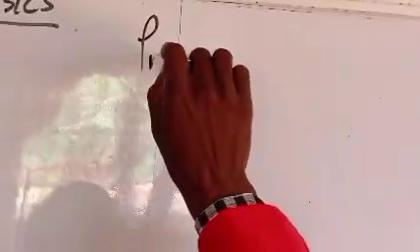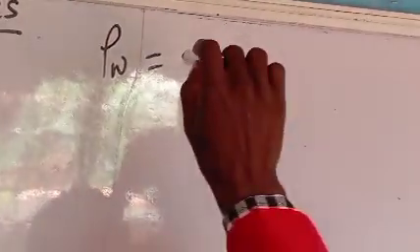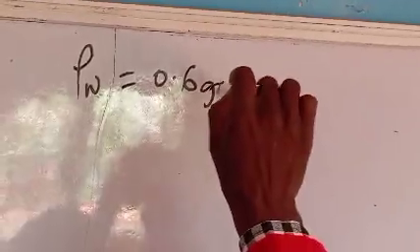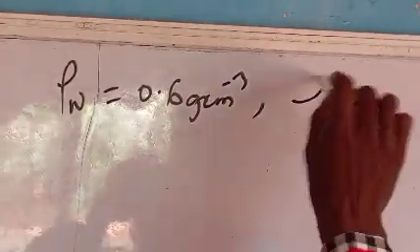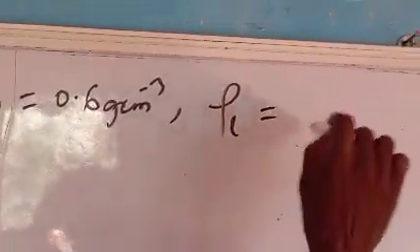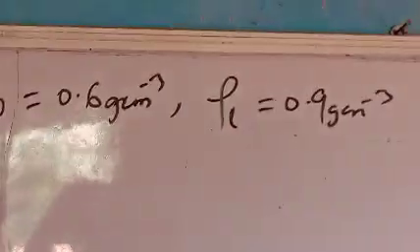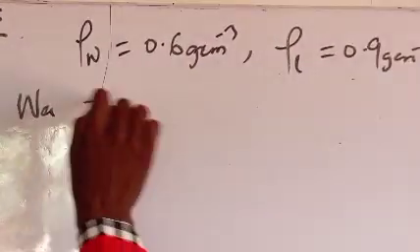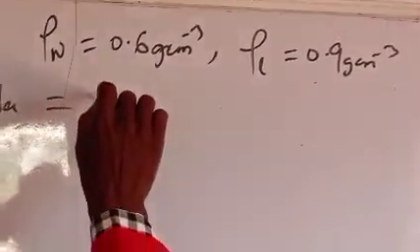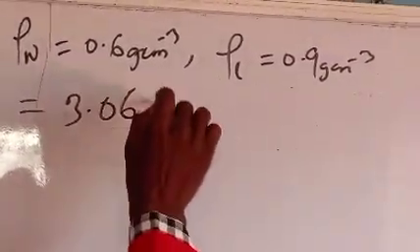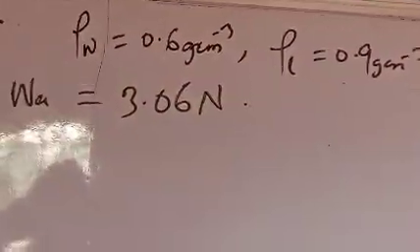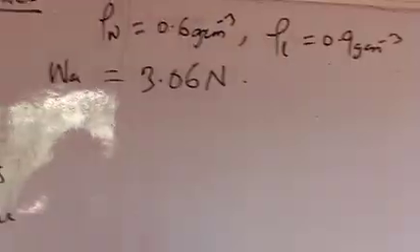Now, all you need to do here, we already know that we have the density of the wood. Density of wood is 0.6 gram per cm cube. Density of liquid is 0.9 gram per cm cube. We now have the weight of the object in air. Weight in air is 3.06 Newton.